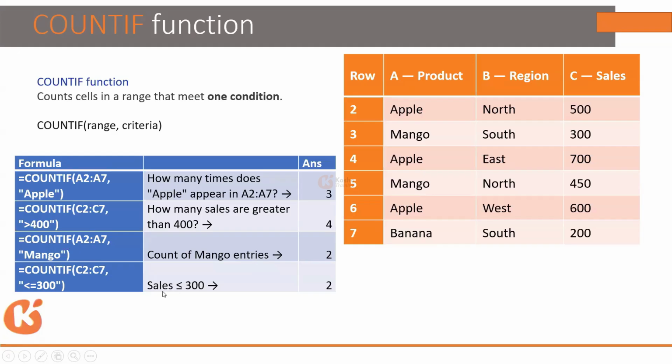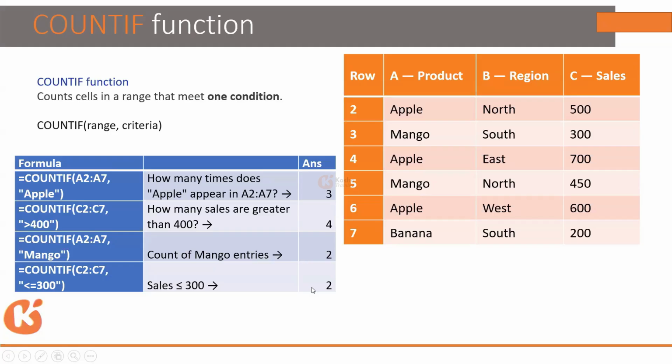Then if you want to count how many sales are equal to or less than 300, in this case you can see you have given COUNTIF C2 to C7, because sales is here in C2 to C7, and then equal to or less than 300.